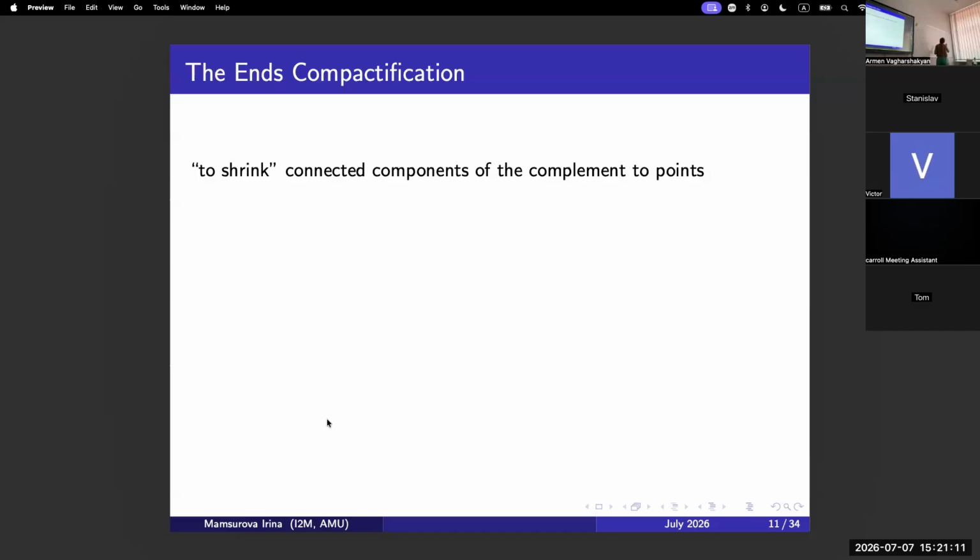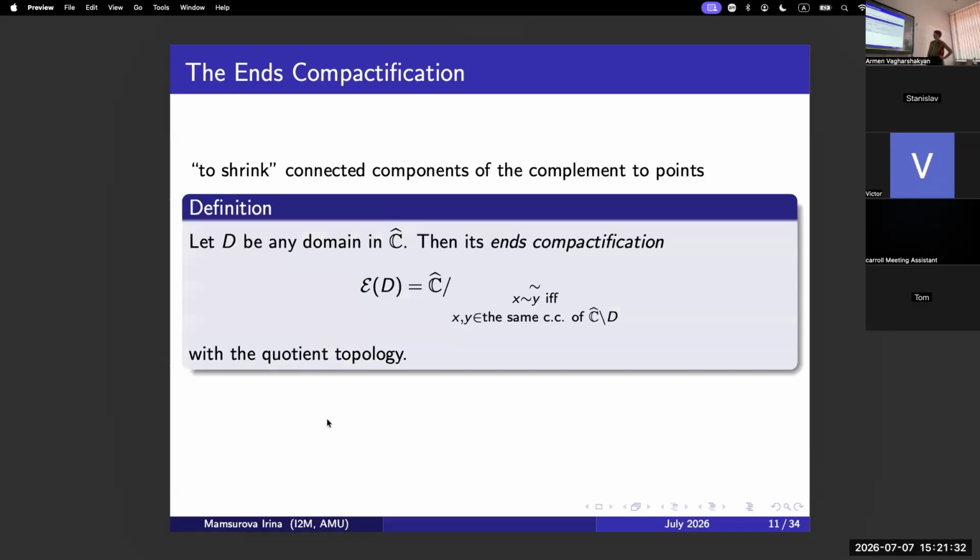Okay, so I want to say, for example, that I can somehow shrink, just identify all points in this complementary component to one between them. So we have this identification with quotient topology, but basically we just shrink everything that was in a connected component of the complement to one point.